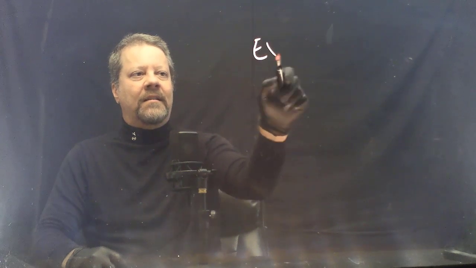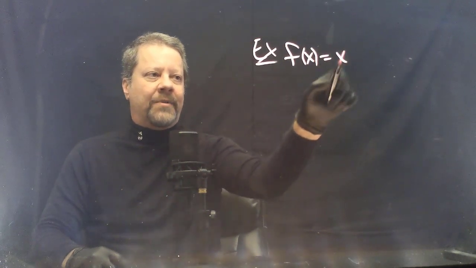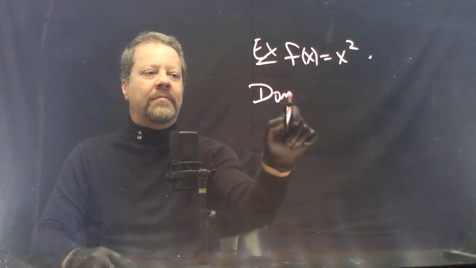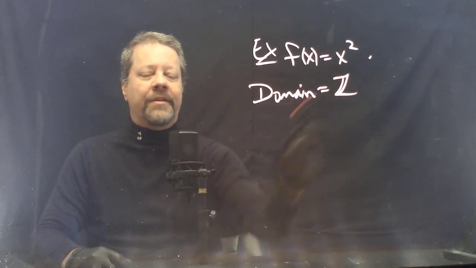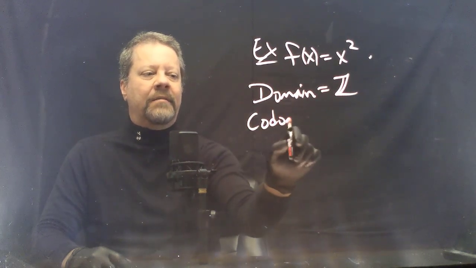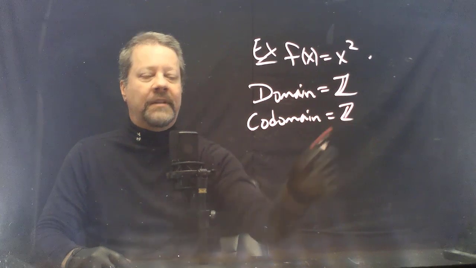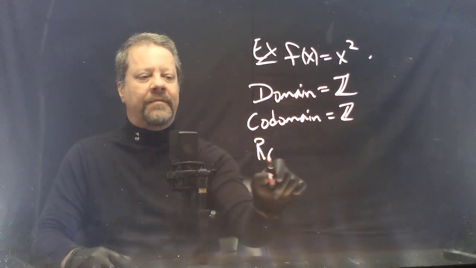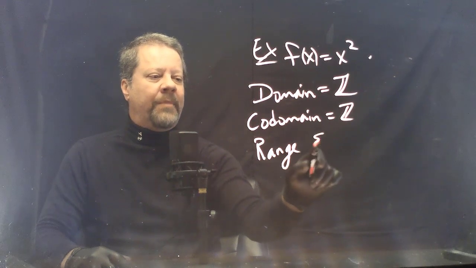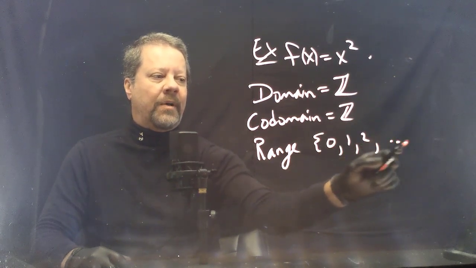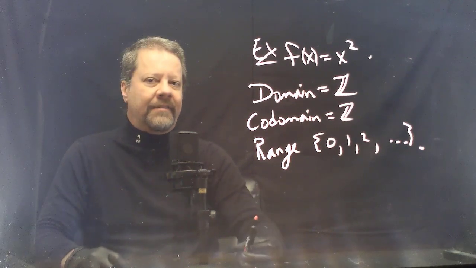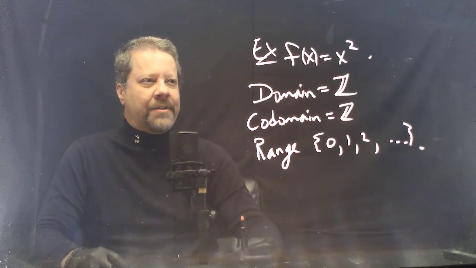Computer programming languages often require that you declare the data type for both the domain and the codomain of any given function that you program. Suppose I define my function to be f of x equals x squared, but I make my domain the set of integers. Let's make our codomain also integers. The range will be 0, 1, 2, and so on. It won't include negative integers, only non-negative integers.